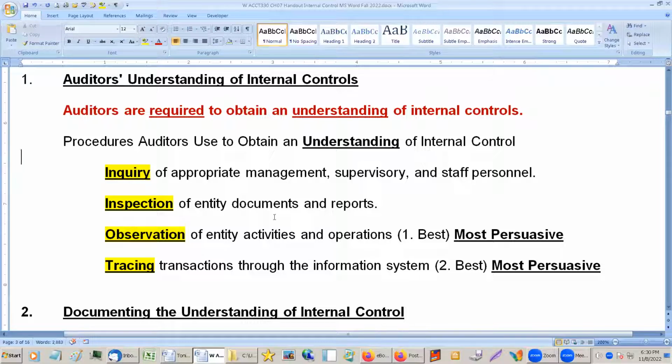Okay, so those things are most persuasive of the things that you do yourself, not things that other people do. And you'll notice these first two here, inquiry, this is somebody else telling you what's happening. Inspection of documents, this is something somebody else did. You didn't actually make these documents, somebody else did. So those things that you do for yourself are the most persuasive.